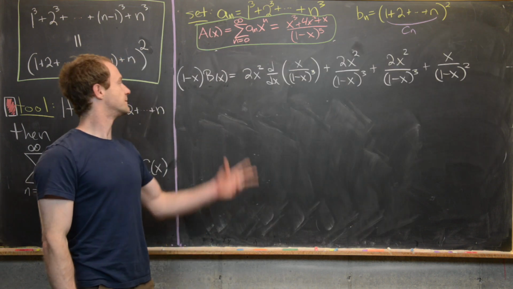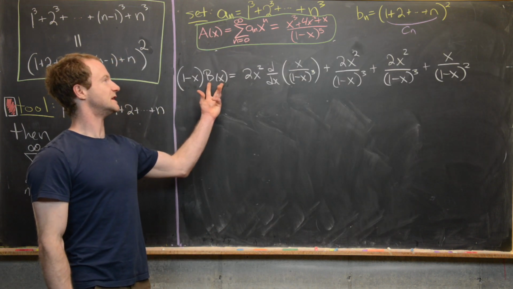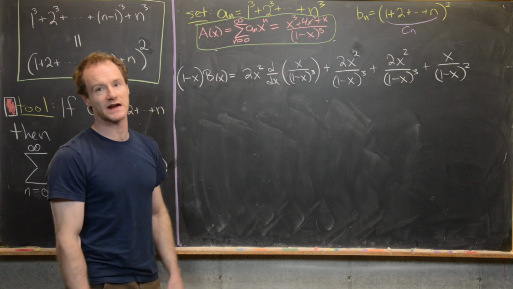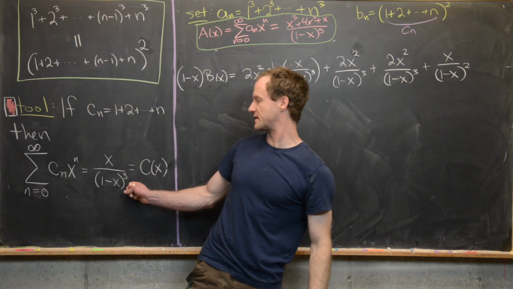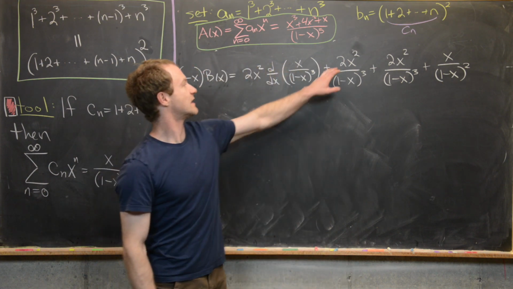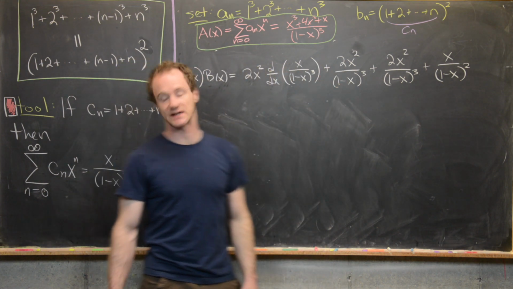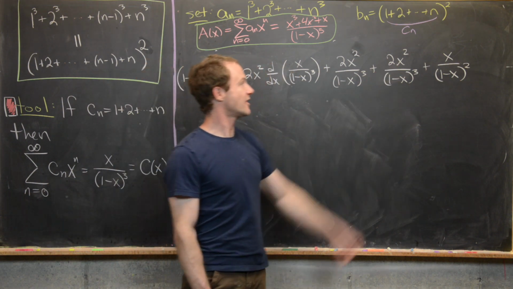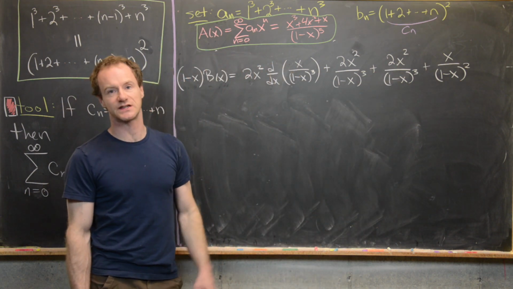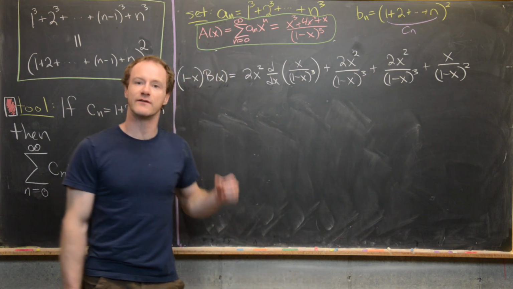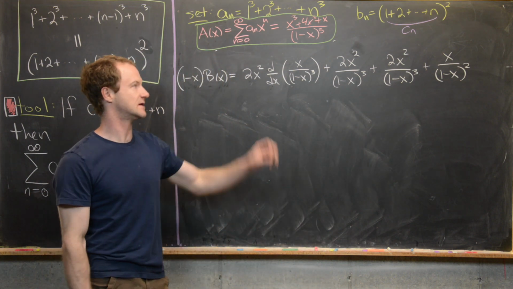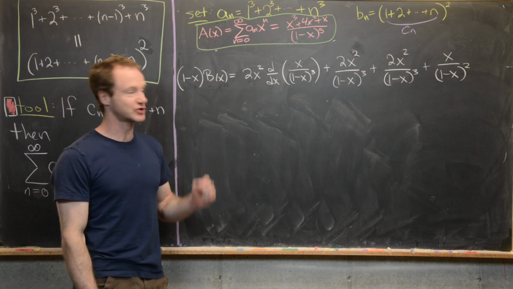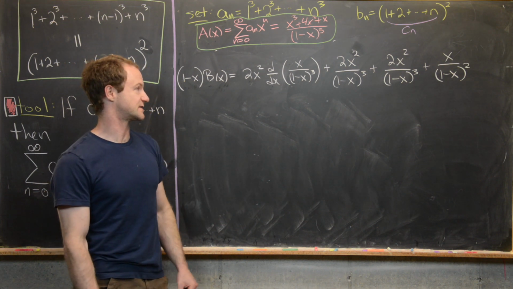So we're almost done. So we've got 1 minus x times b of x is equal to 2x squared times the derivative of x over 1 minus x cubed. So that's the derivative of this generating function. Then we have 2x squared over 1 minus x cubed. That's 2x times this generating function. Another 2x squared over 1 minus x cubed. So that came from the second derivative of that geometric series expansion. And then x over 1 minus x squared. And again, that was the first derivative of the geometric series expansion.